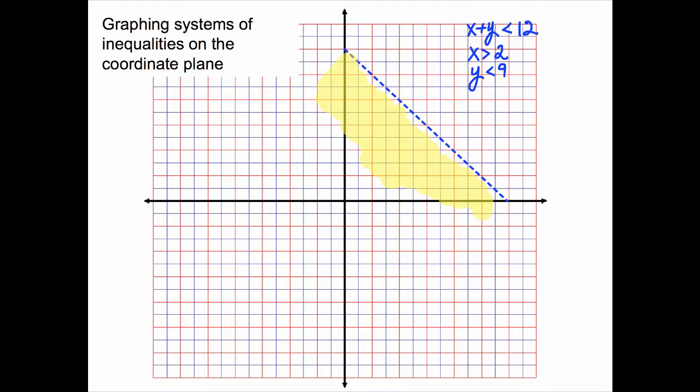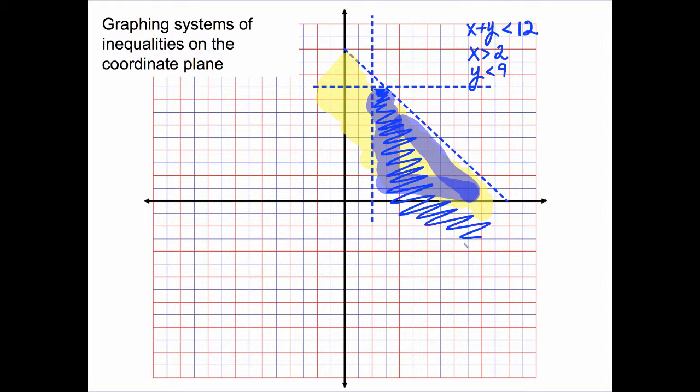And then we have two other inequalities. One of them is x is greater than 2, and that's going to look like this. And for that one, we're going to shade to the right of this line, because that's the area where x is greater than 2. And then we want x is less than 9. So here's 9. This would be the boundary line. And the area then, that is the solution area, is this entire area and extending down this way.